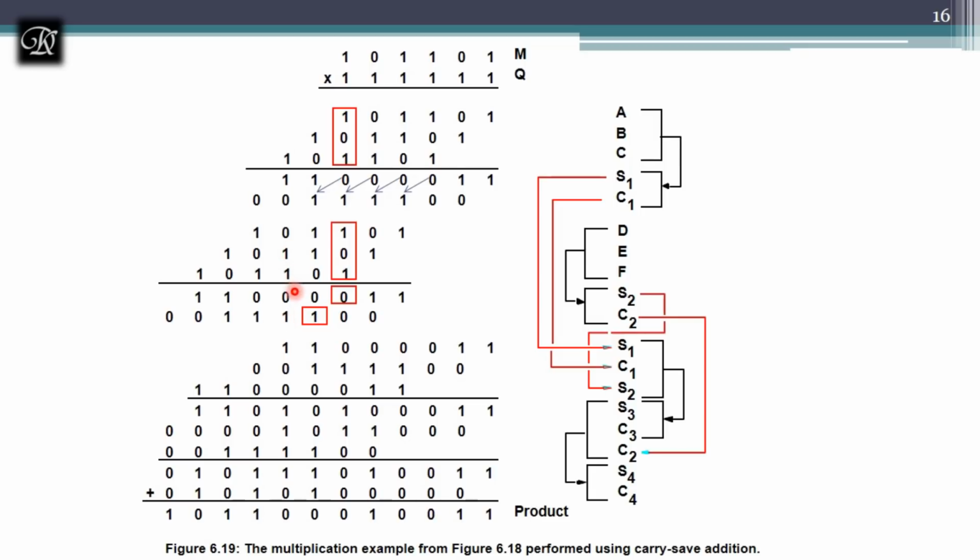And 1 and 1, it is 0 and carry will be written over here. And 1 and 1, 0, carry will be written on the next stage. And 1 and 0, it is 1 and carry will be 0. And 1, it is 1 and carry will be 0. Now I found the partial products sum in S1 C1 and S2 C2.